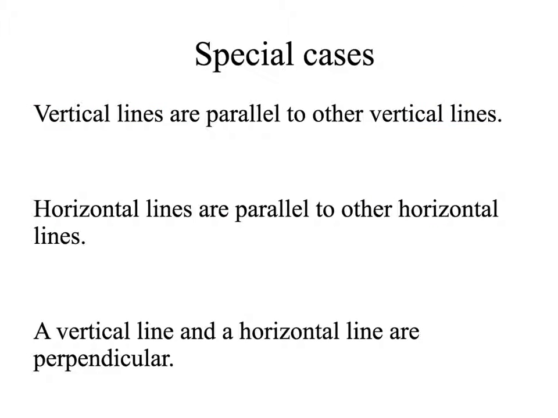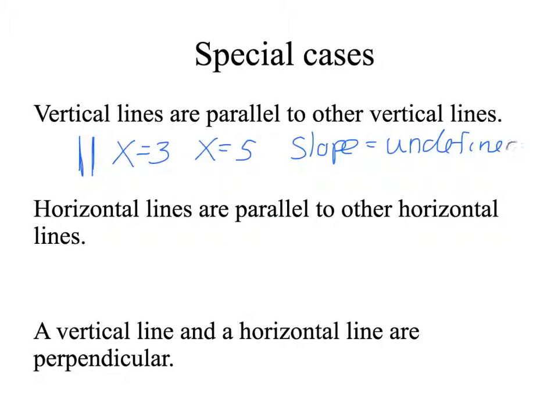So vertical lines are always parallel to other vertical lines. Like what we just talked about, whether they're parallel or perpendicular is completely dependent on the slopes. Well, vertical lines going up and down like this, remember their equations are like x equals 3 and x equals 5. So the slope of a vertical line would be undefined. It's actually not even a function because it fails the vertical line test.